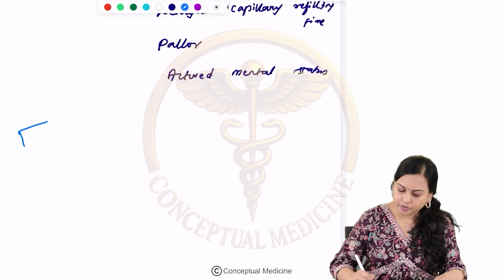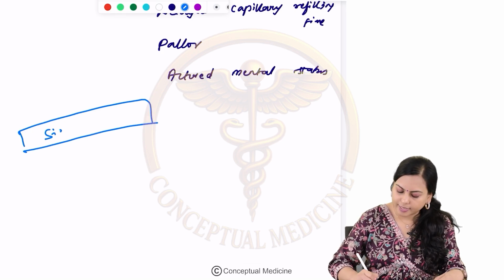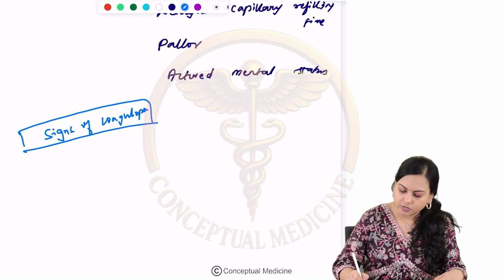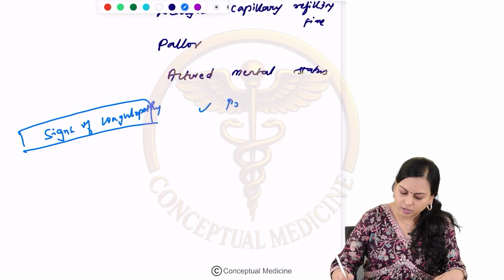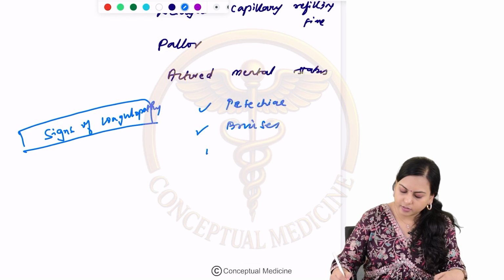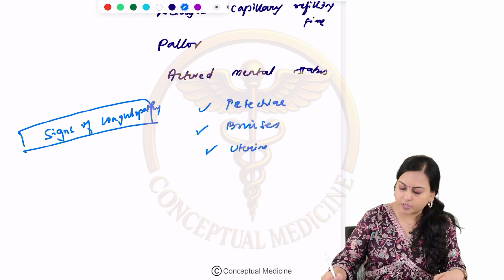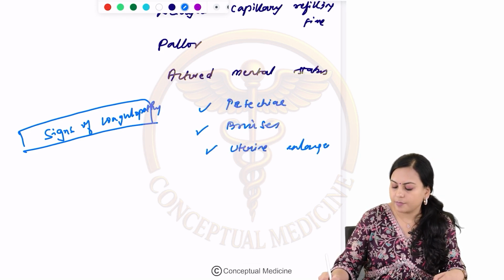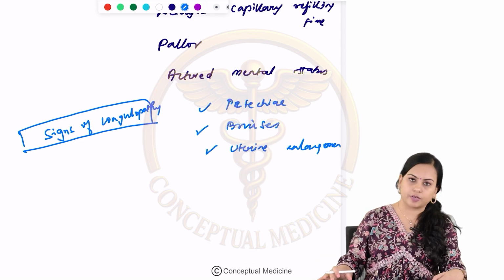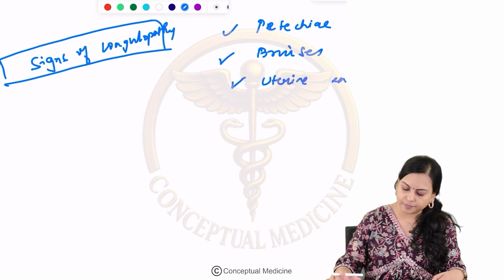And don't ever forget to think about the signs of coagulopathy also, right? So she may present with petechiae, bruises, or even uterine enlargement, because there will be bleeding happening inside the myometrium, right?